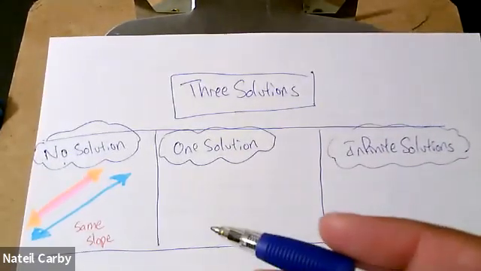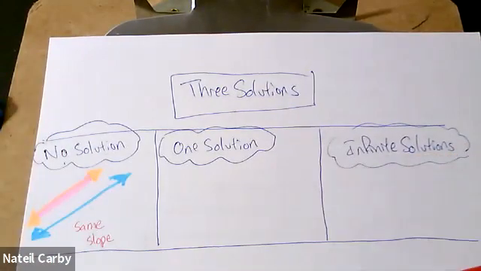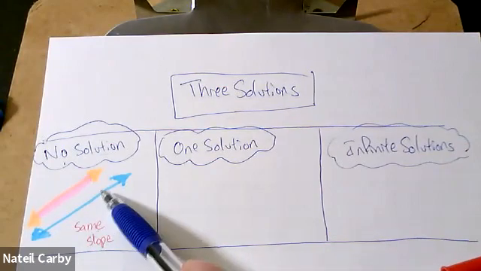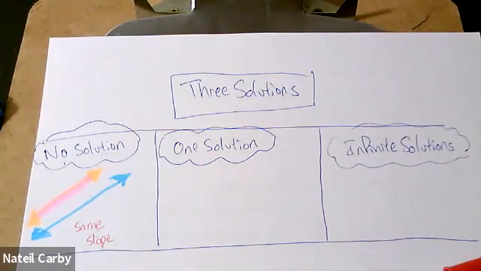Because remember, what we're looking for is where we want them to intersect. We want them to cross paths. When they got the same slope, they're not going to cross paths. That's why we say no solution.